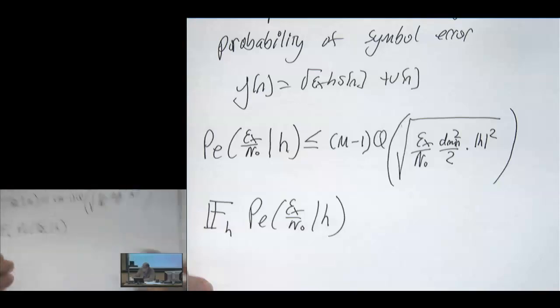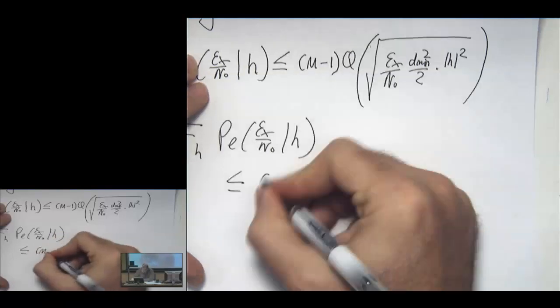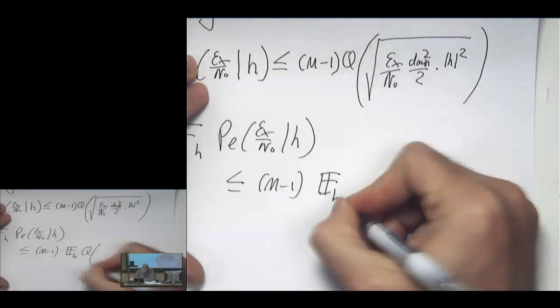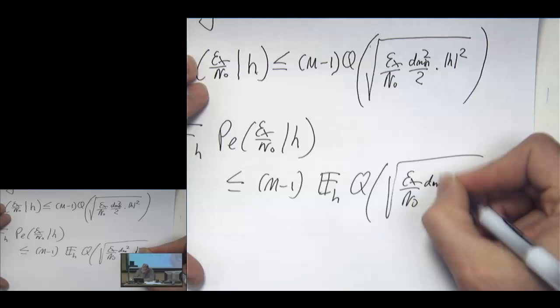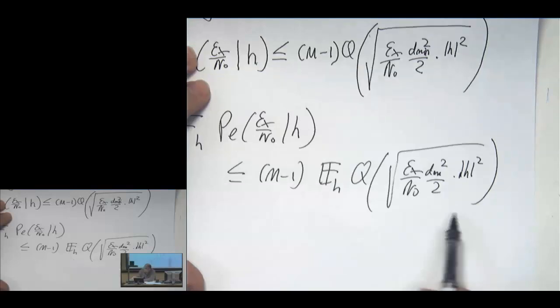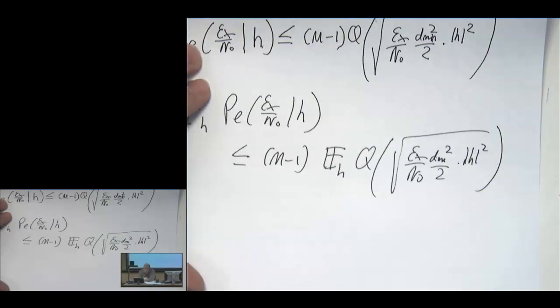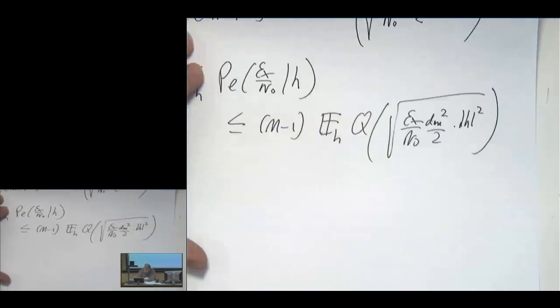Now, looking at this bound, we can take the expectation on the other side too. This is less than or equal to n minus 1 times the expectation of Q of the square root of Ex over N naught, d min squared over 2, times magnitude squared of h. So we're going to focus on calculating just this expectation. That's a hairy-looking task, as you can imagine, because remember this Q is the Gaussian error function, so we're integrating over the tail of the Gaussian distribution. You could plug that in and do some interesting tricks and come up with an answer, but that's a bit more complicated than what we're going to do.